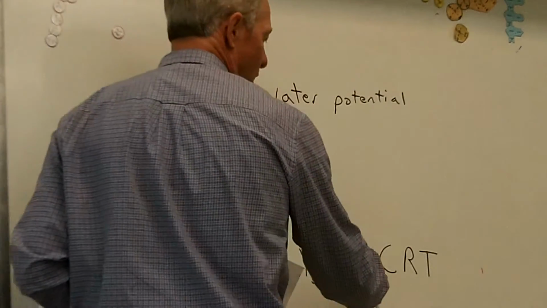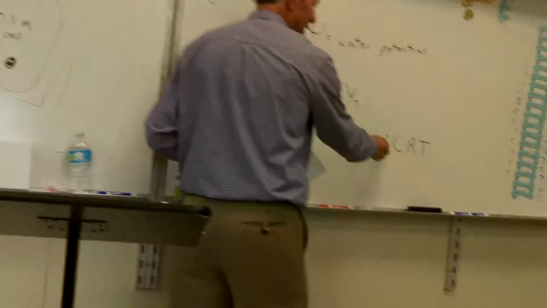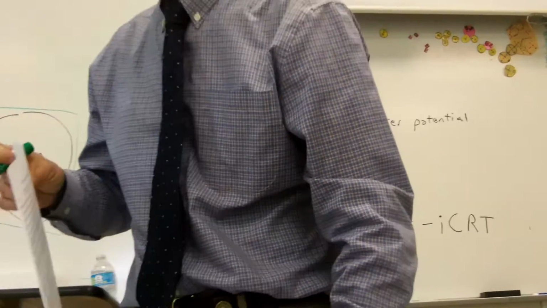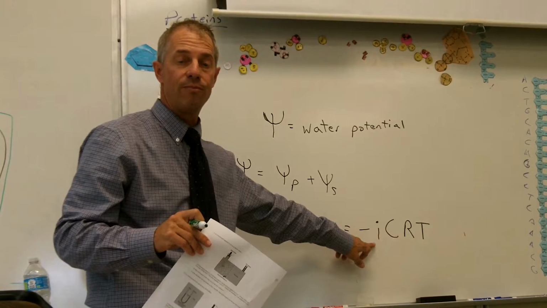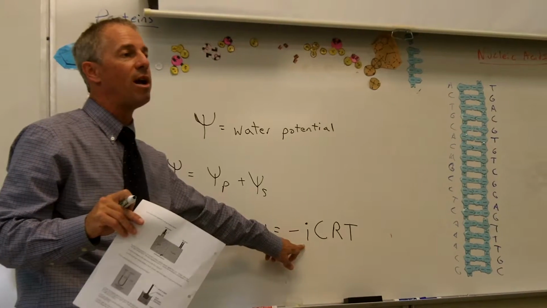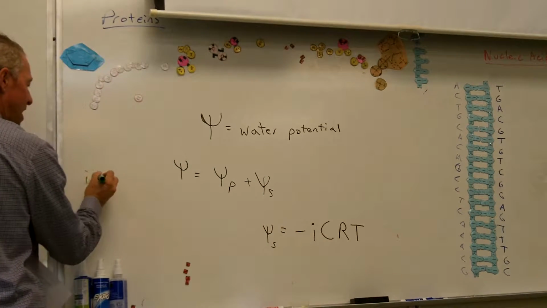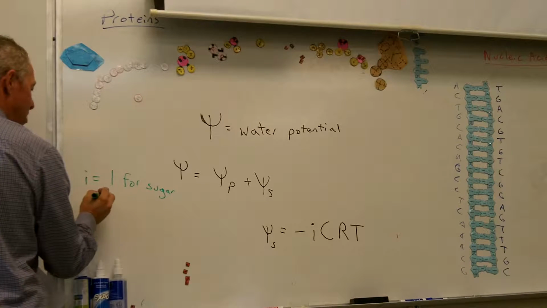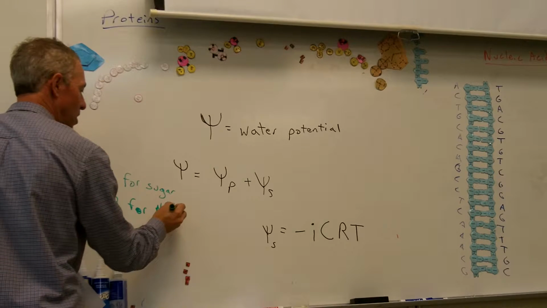Now, first thing you want to know is what all these letters stand for. The letter I is called the ionization constant. And that's it. The ionization constant is going to be a number that for us is always going to be 1 or 2. The ionization constant, I, equals 1 for sugar and 2 for salt. 2 for NaCl, salt.